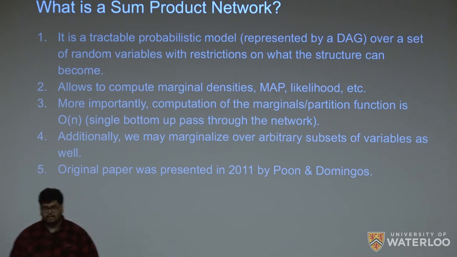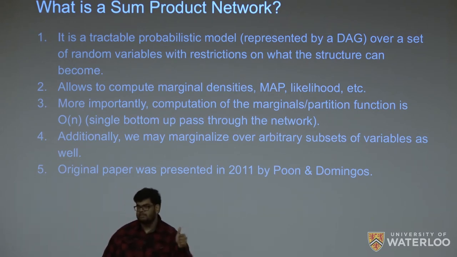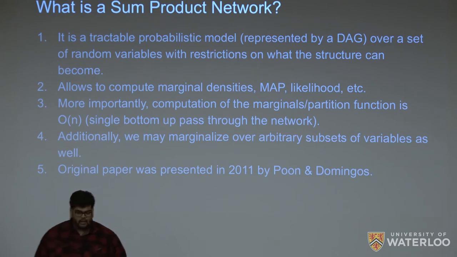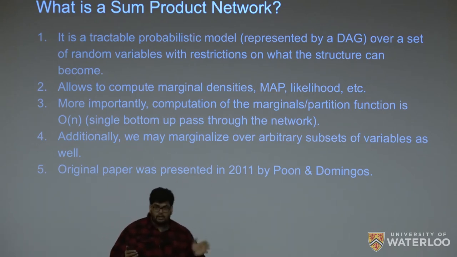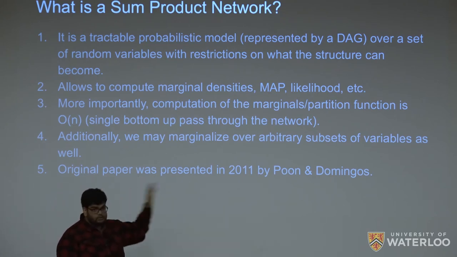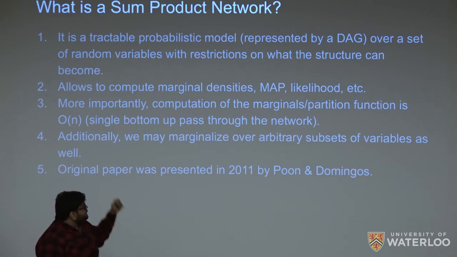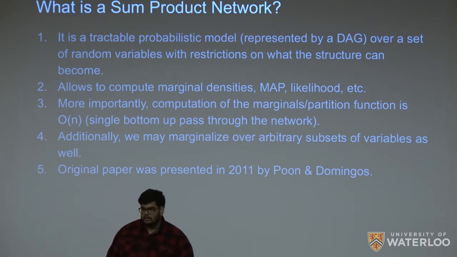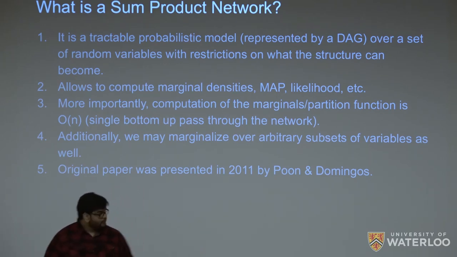Essentially, this model allows us to compute marginal densities in O of n time, which is NP-hard in most probabilistic models. It allows us to compute MAP queries, which is the maximum a posteriori query, also in O of n time, and likelihood in O of n time. Now before we get all excited and say P is equal to NP, it's open whether P is equal to NP. But essentially what it means is that this model is super big, but it allows us to capture a lot of expressivity while being this big.